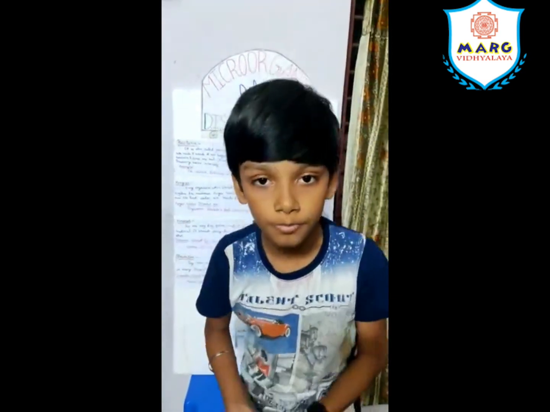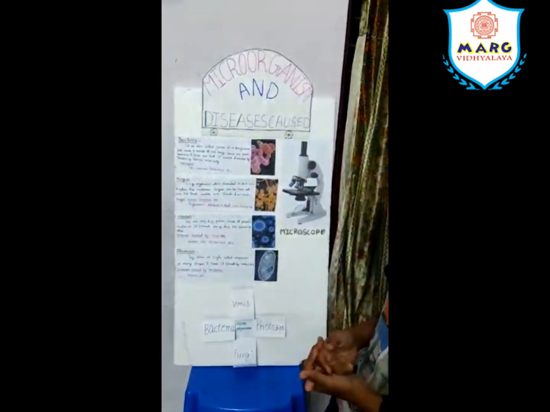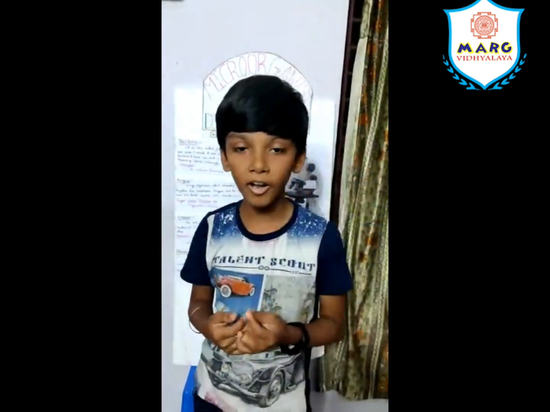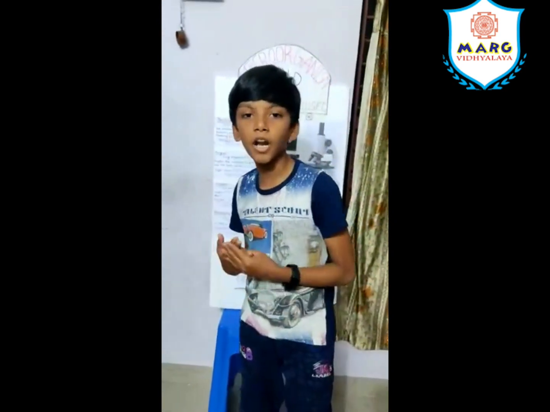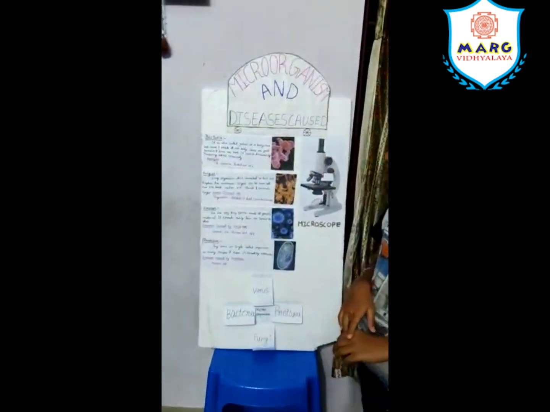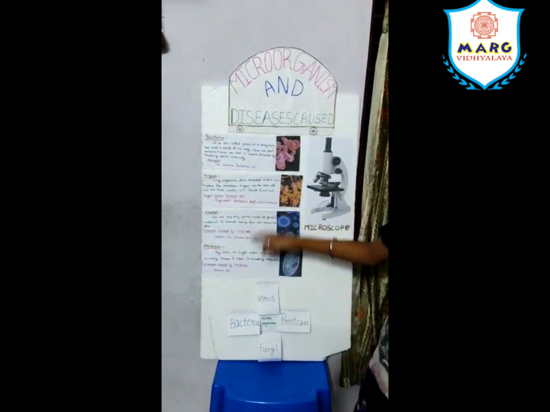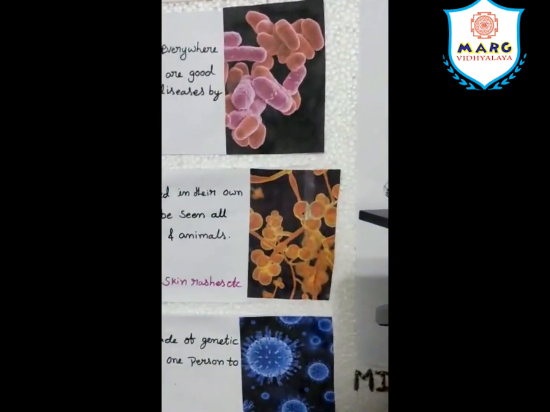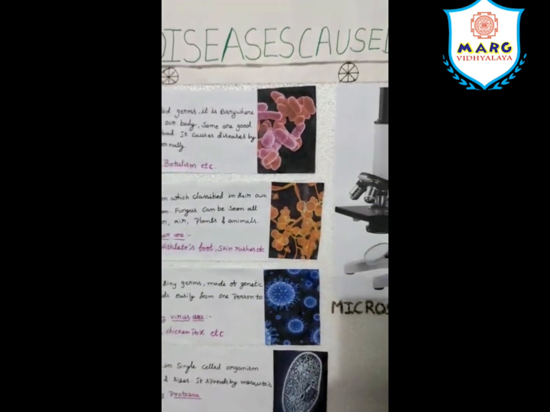Next one, the fungus. Living organisms which are classified as their own kingdom, like mushroom. There are many places where fungus is present: water, air, land, etc. The fungus caused diseases are ringworm, athlete's foot, and skin rashes, etc.